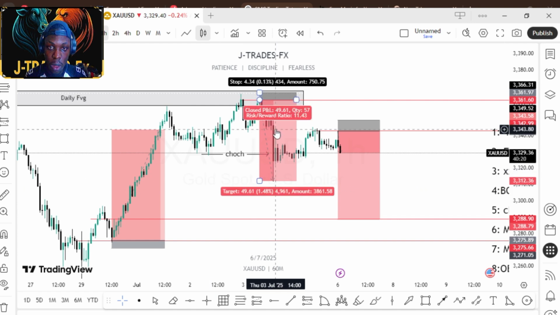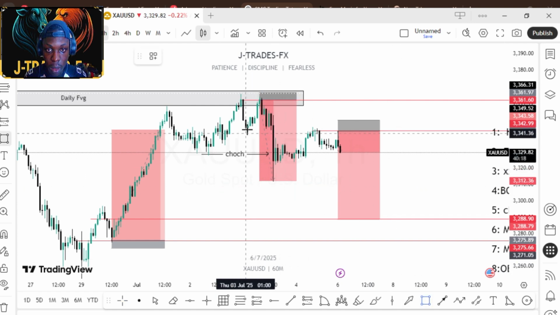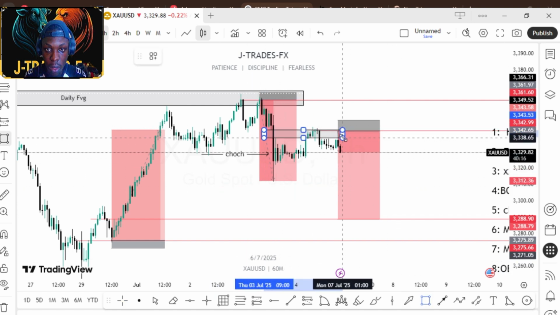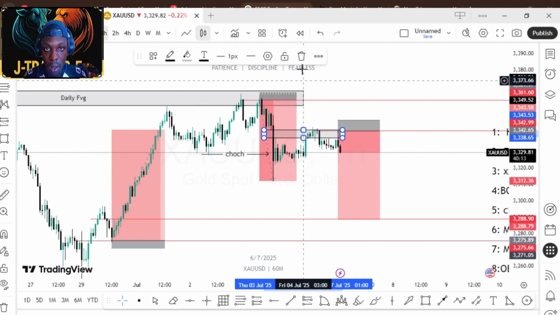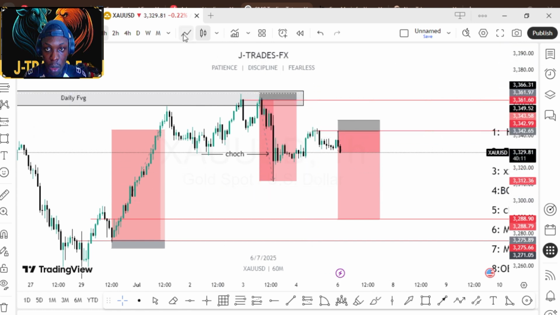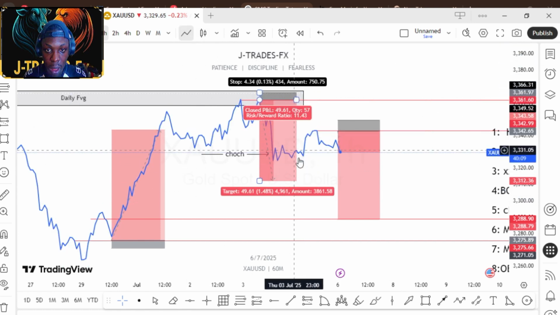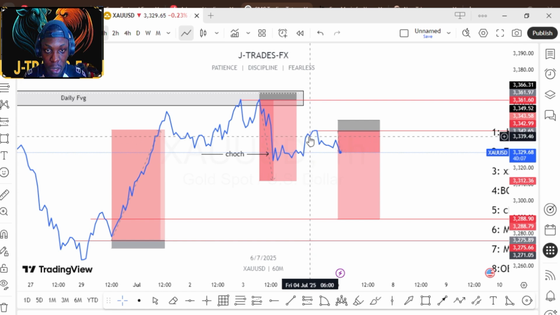You understand? So there was a fair value gap here. There was a small fair value gap here. You can see it. That's the fair value gap that this market reacted to. And you can see after creating a series of higher highs and higher lows, there was a shift here, which is the change of character.